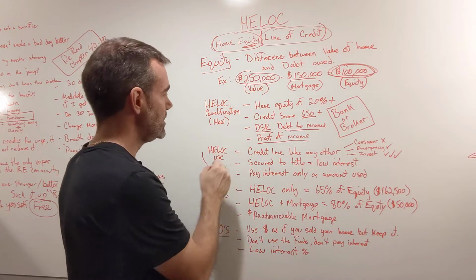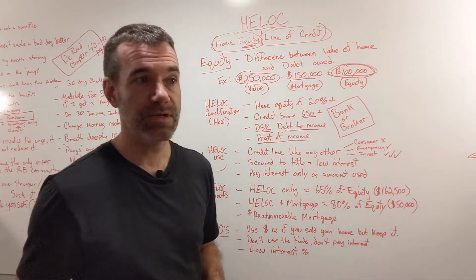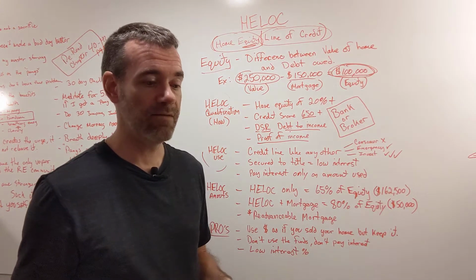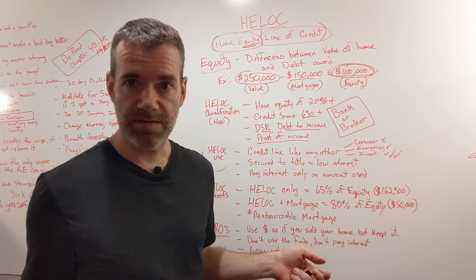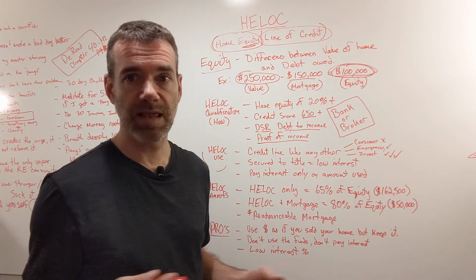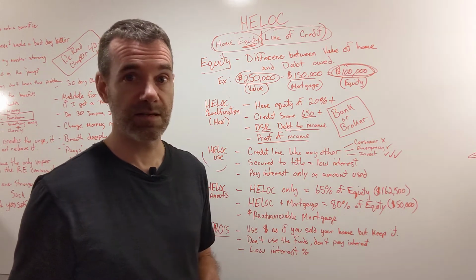So, how to use a HELOC? A HELOC is a credit line like any other. You use it like a credit card. You have an available balance of, say, just for round numbers, $50,000. You can use 10,000 of it and pay interest on the 10,000, and the other 40,000 is sitting there ready to deploy.